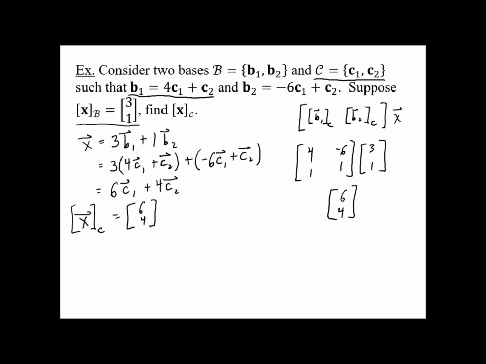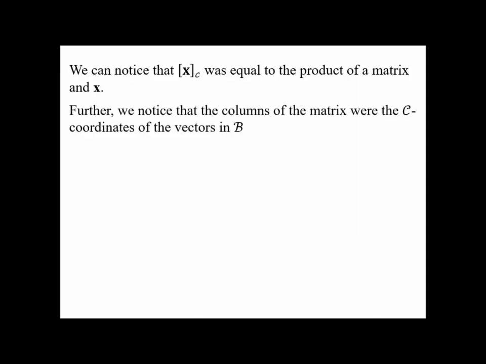It's not as obvious a way to go. I think that just a straight substitution makes a lot of sense here. But it is worth making that observation that if I just took the coordinates of B1 and the coordinates of B2 and made those into a matrix, multiplying by that matrix had the same effect. So we can use that to come up with a way of converting from one basis to another.